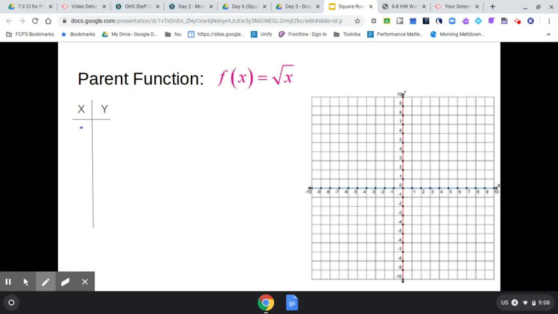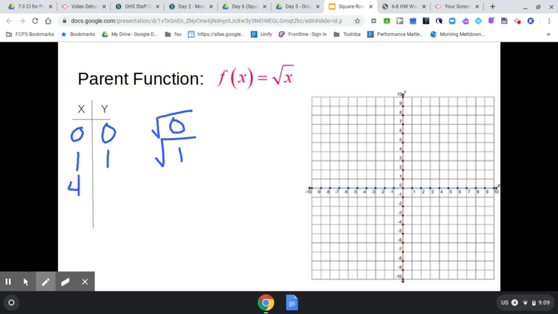The first value is 0. And if I take the square root of 0, that would give me 0. The next value I'm going to plug in is an x value of 1. The square root of 1 gives me 1. If I go to plug in the square root of 2, that does not come out as a whole number. So I'm not going to pick that x value for my t-chart. Likewise, an x value of 3 does not come out as a whole number. So I'm not going to select that x value either.